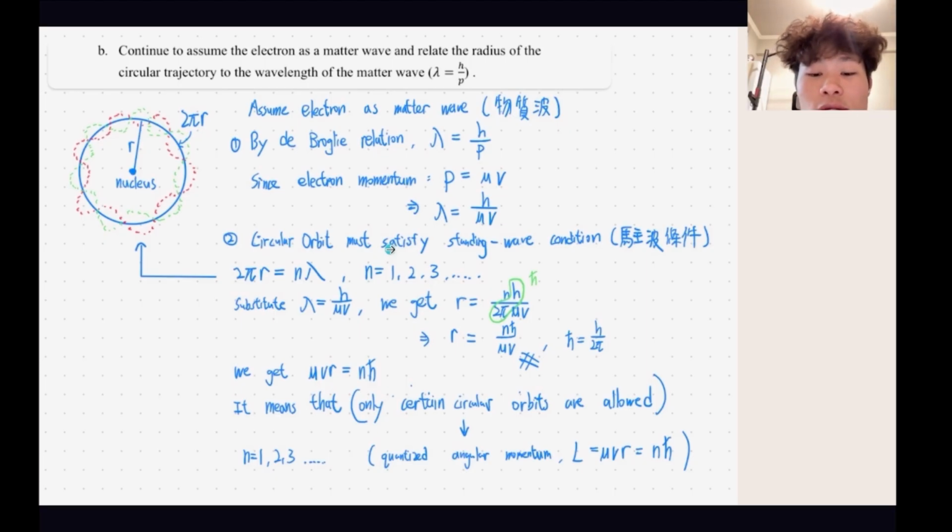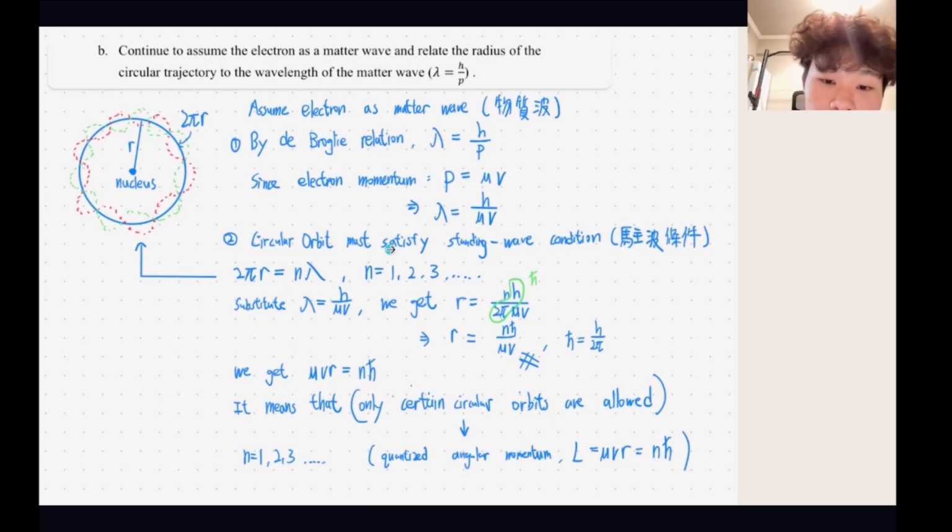To make the equation look more beautiful, we substitute h bar equals h over 2 pi. So now we get that r equals n h bar over mu v. This is the answer of question B.